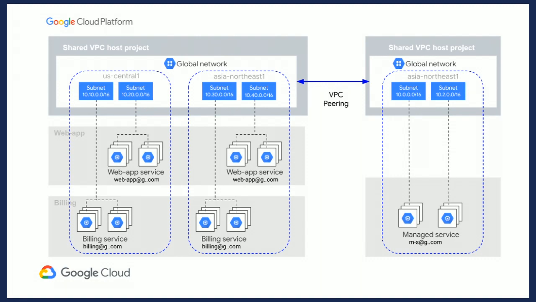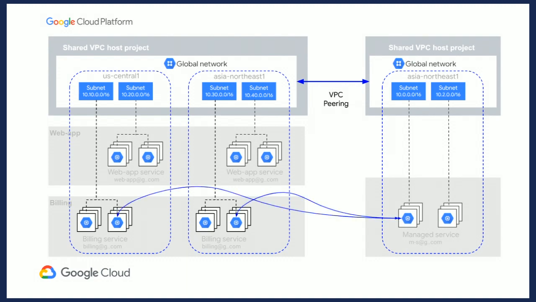So let's say you have two VPCs. The VPC on the left is a consumer VPC, and the VPC on the right is a producer VPC. Now, the moment you pair these two VPCs together, every VM basically gets connectivity to every other VM. So your managed service instances are accessible from VMs in different regions, as well as VMs in different service projects.